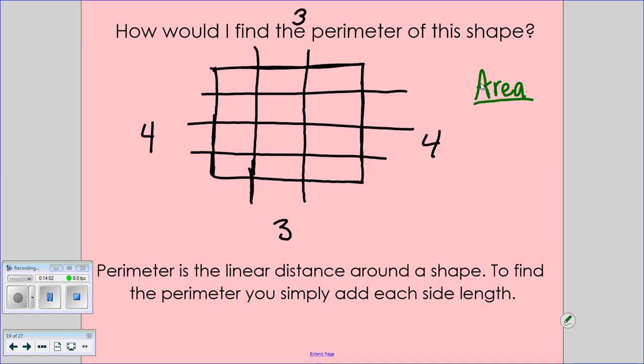Somebody remind me, what is area? Where are my squares with area? Parker? Inside. They are inside the shape. Color all your inside squares in your area color. They're already formed. We just need to go in and figure them out.